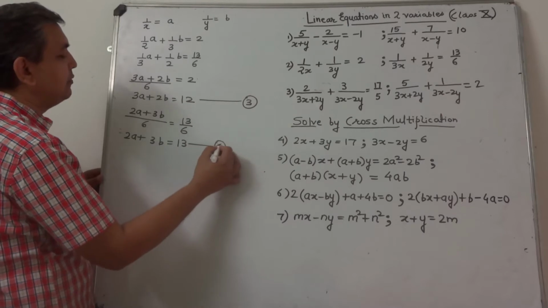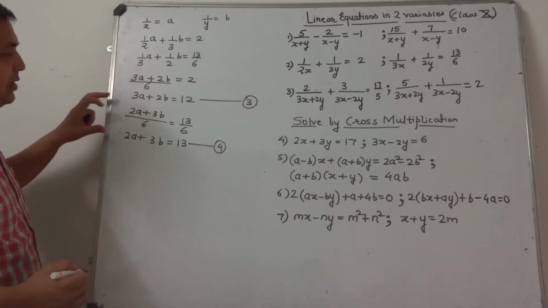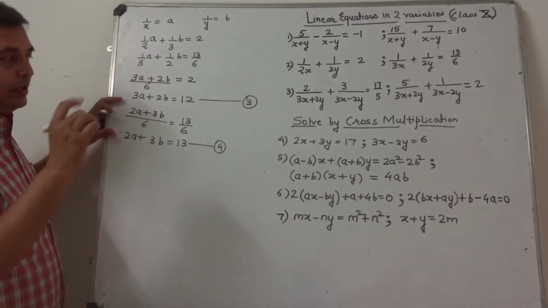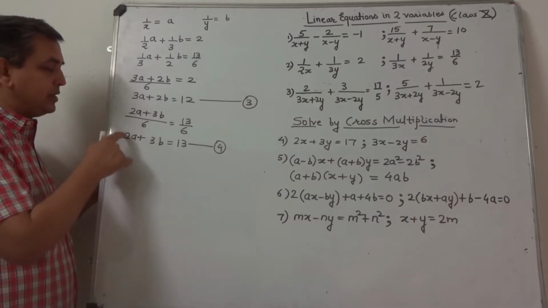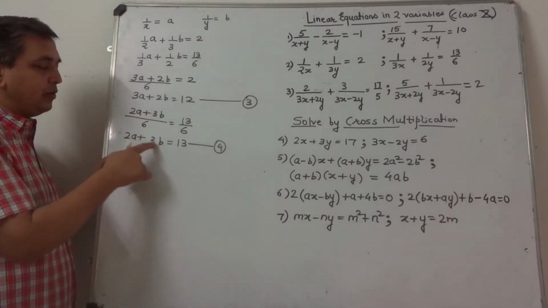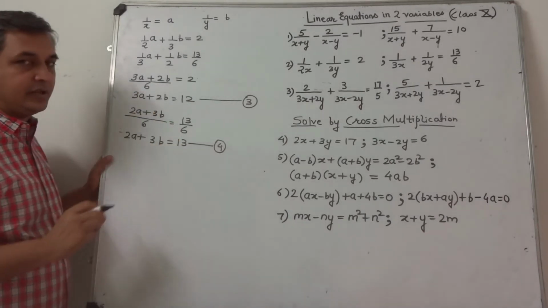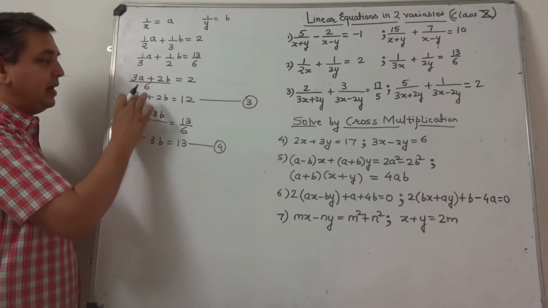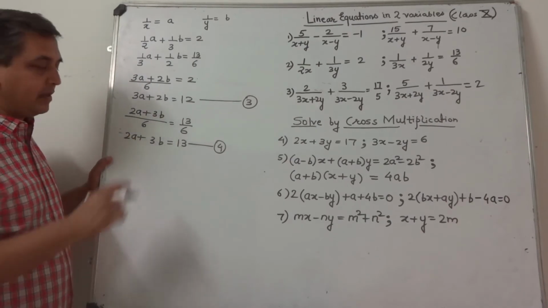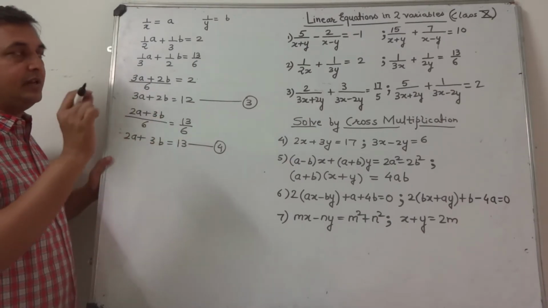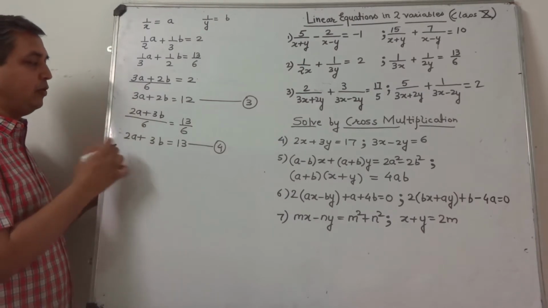This is our equation 4. Now check equations 3 and 4. We know one special method for this when coefficients are interchanged, the coefficients of a and b. So simple method is to add these equations once and subtract these equations once. We get a simple equation. Check what we get.